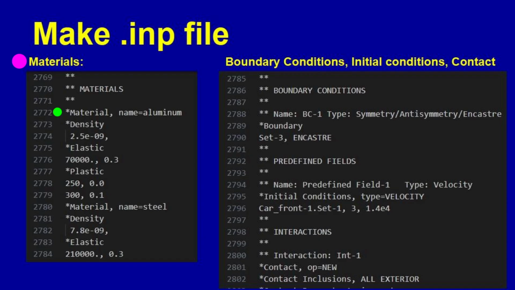Set the material named aluminum for the car and the name steel for the pillar. Set the boundary condition of the pillar. Set the initial velocity of the car and set the contact between the car and the pillar.